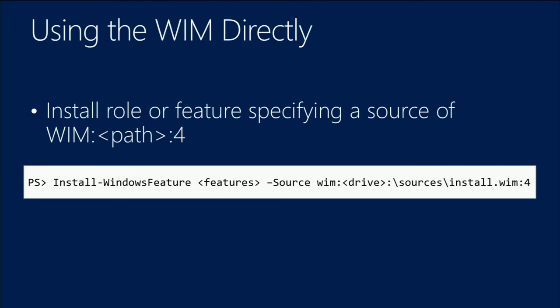You can use it directly from the source parameter, basically. Okay, so the syntax is here. Basically, if you use the WIM: prefix, then a path to where you've mounted the install.wim file, and then :4 as the index to go to the full server image, that'll do it for you. So this is how you install Windows features, pointing to a WIM as an external source.